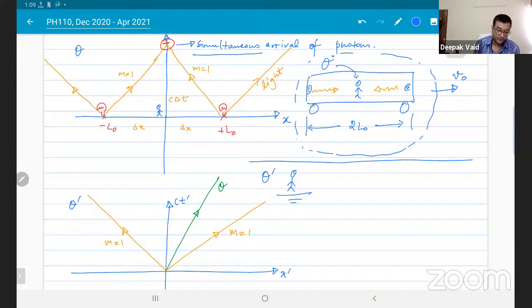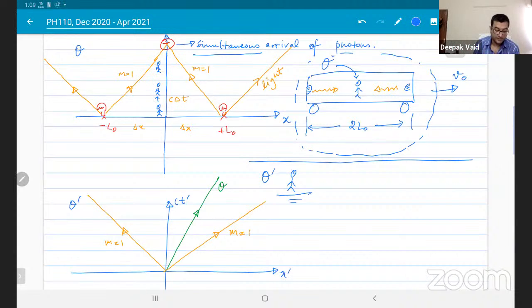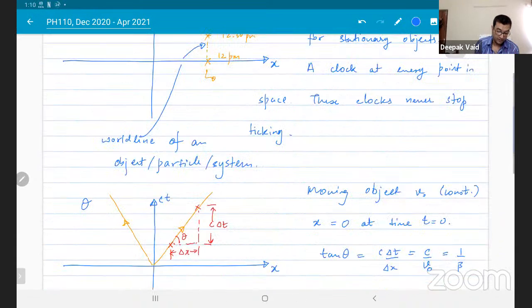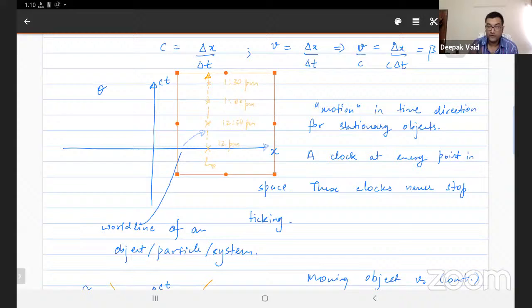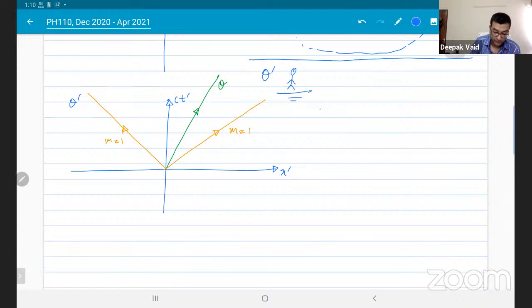Now, what is the world line of this observer in their own frame of reference? A straight line. It just looks like this, right? Space is a constant, but time keeps moving. It's just like the stationary observer, right? So in your own frame of reference, any observer is at rest in their own frame of reference.